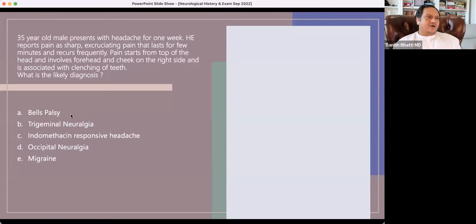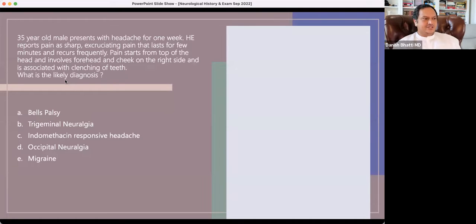Another question on facial examination. A 35-year-old male presents with headache for 1 week. He reports pain as sharp, excruciating pain that lasts for a few minutes and recurs frequently. Pain starts from the top of the head and involves the forehead and cheek on the right side and is associated with clenching of the teeth. What is the likely diagnosis?